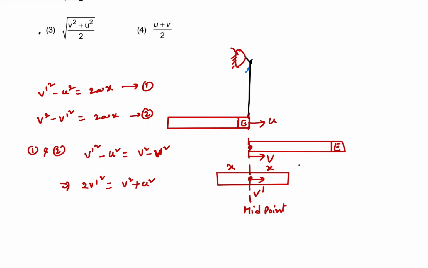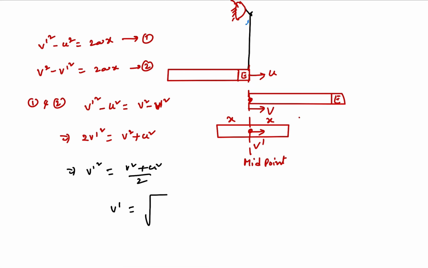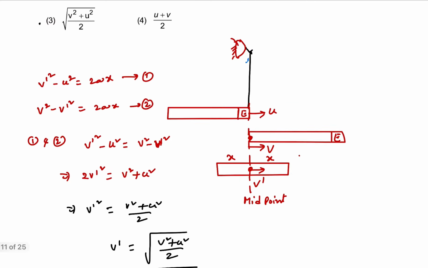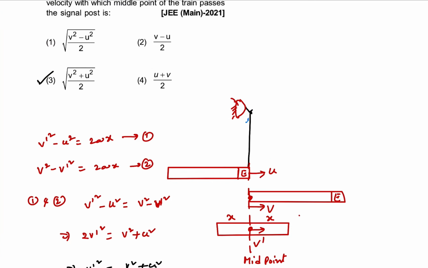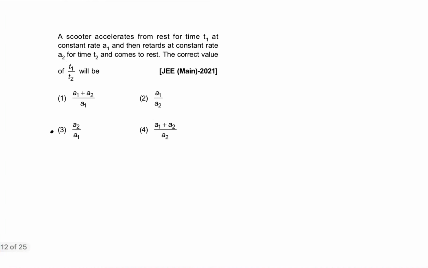Now you can get the values: 2v'^2 is equal to v^2 plus u^2. Now finally you will get v'^2 is equal to (v^2 plus u^2) divided by 2, and v' is equal to the square root of (v^2 plus u^2) divided by 2. So you can see the midpoint is the square root of (v^2 plus u^2) by 2.